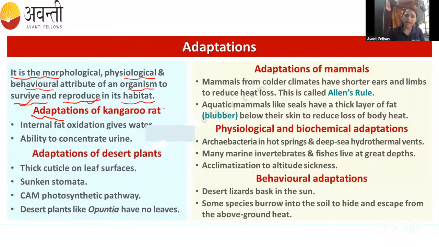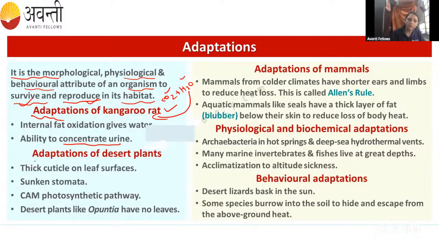The example given here is the kangaroo rat. A kangaroo rat does not require external water. It depends on internal water that comes from oxidation. It stores fat inside the body, and when the fat is broken down and completely oxidized, it releases carbon dioxide and water, right? This water is utilized by the kangaroo rat. It also has the ability to concentrate its urine. So that is an adaptation of the kangaroo rat, showing how it survives without water.